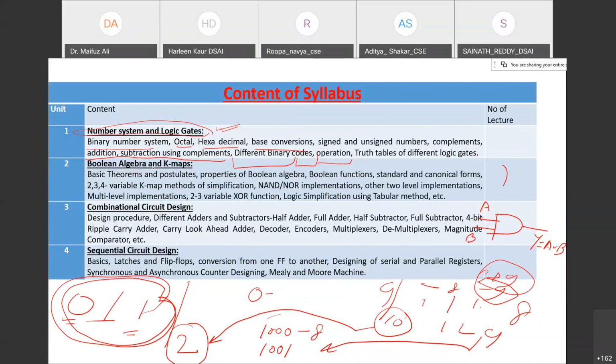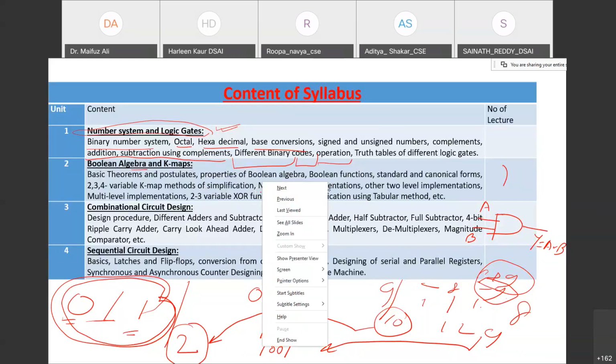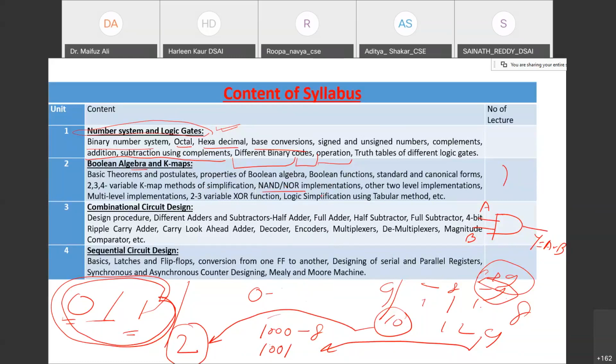Then we have to discuss Boolean algebra and Boolean theory, Boolean function, and its canonical form. Then how to reduce a very big Boolean expression to a small expression, how to simplify this Boolean expression, and how to represent this Boolean expression using our gates, the NAND or NOR gate.